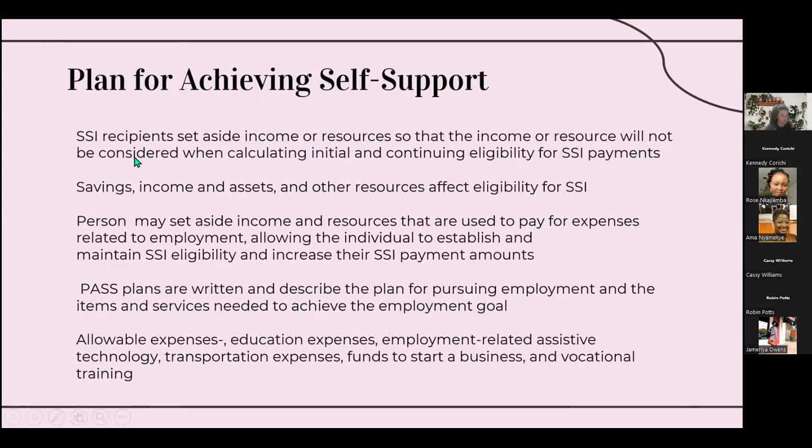PASS, the Plan for Achieving Self-Support, allows SSI recipients to set aside income or resources so that the income or resources will not be considered when calculating initial and continuing eligibility for SSI payments. Savings, income, assets, and other resources affect eligibility for SSI. Through a PASS plan, an applicant or beneficiary may set aside income and resources that are used to pay for expenses related to employment. This allows the individual to establish and maintain SSI eligibility and increase their SSI payment amounts.